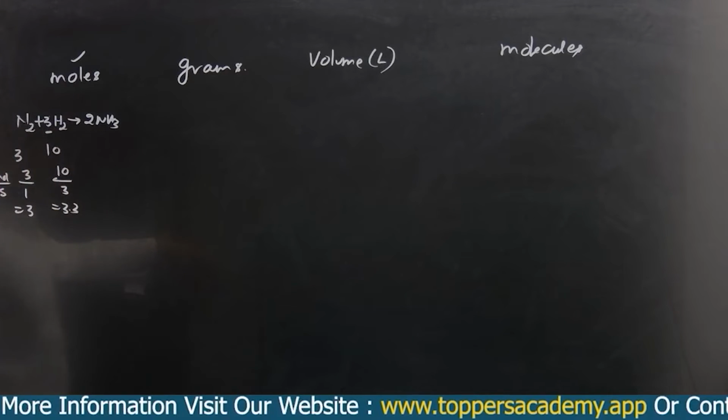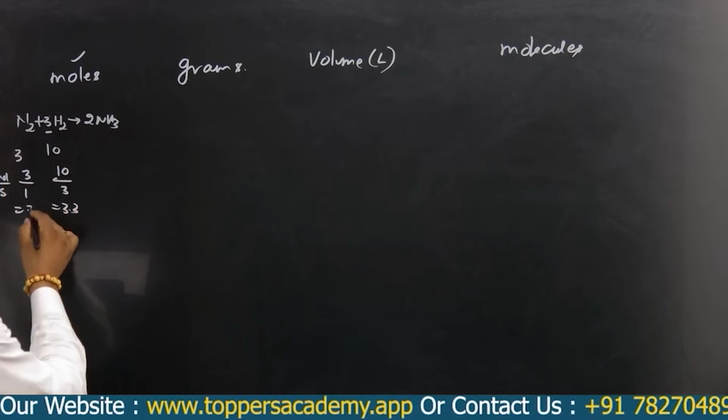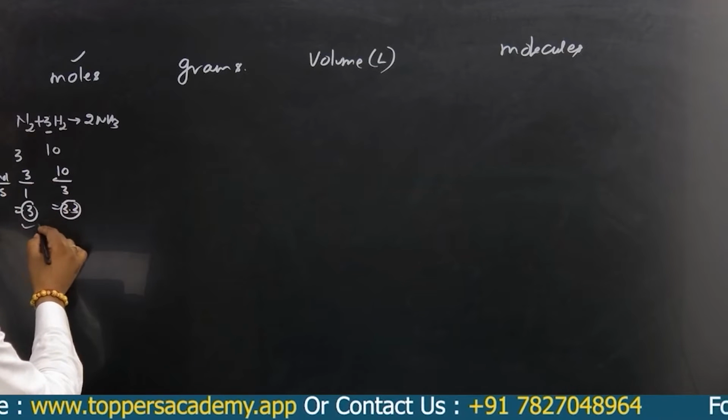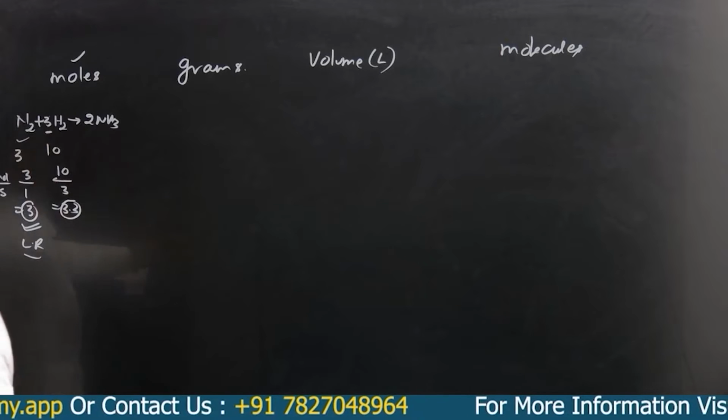So in which case the value of moles upon stoichiometry is lesser? It is 3 and it is 3.3, so 3 is lesser, so it is the limiting reagent. That means N2 is the limiting reagent in this case.